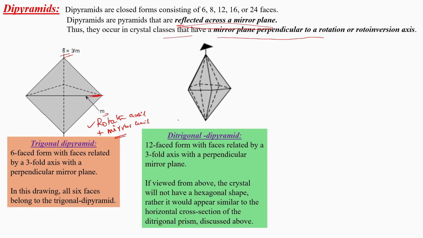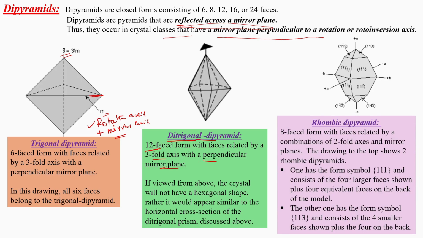Similarly, you can see it is a trigonal tripyramid. So we have to multiply this number of faces, and the same threefold rotation and, perpendicular to it, one mirror plane will be there. And the rhombic tripyramidal, again, is an 8 similar face form related to the combination of twofold axis and mirror plane. You can see the twofold rotation axis and the mirror plane give the indication of the presence of the rhombic tripyramidal class.